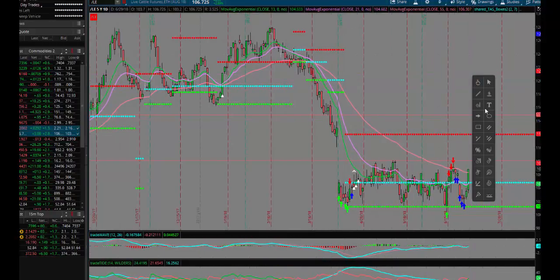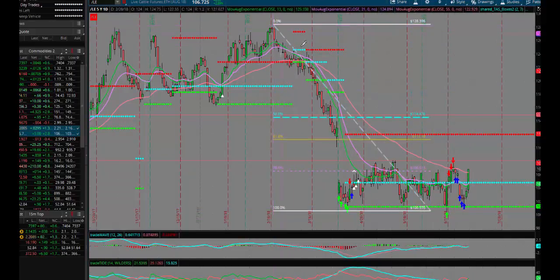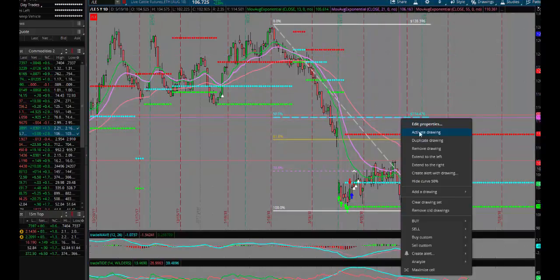Additionally, if we do a simple fib retracement from this swing low to this last swing high, notice that that is also a 50% retracement of this move. Historically, markets will retrace 50% of their last swing move, so that is a target we will be looking for.